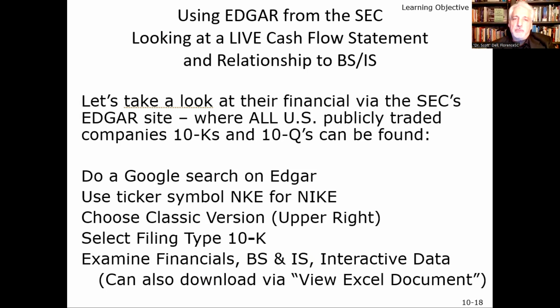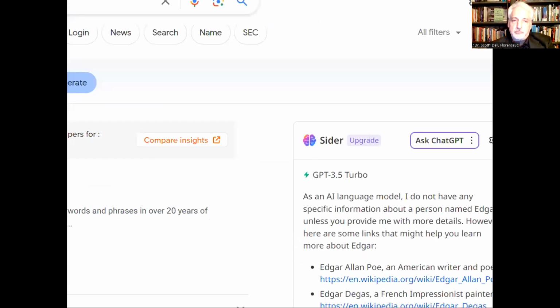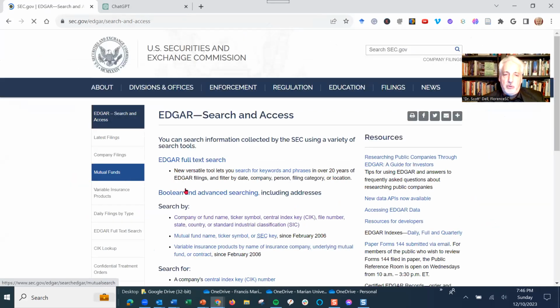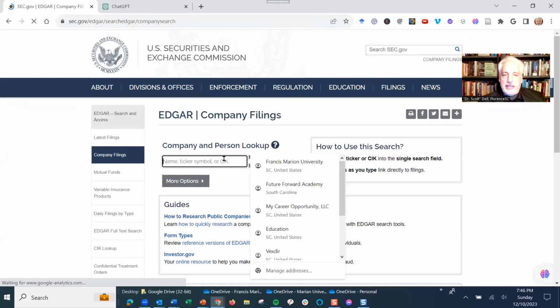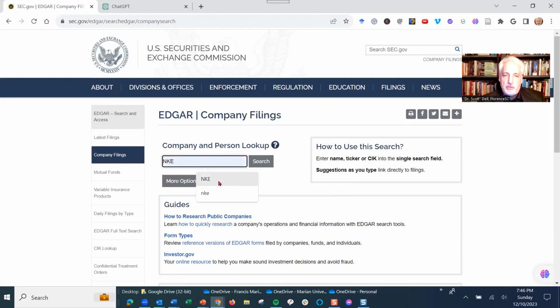All right, so I'm going to go over to the Google search. And under my Google search, I can type in Edgar. And there we go. Edgar Search and Access. It's www.sec.gov/Edgar. And then I'm going to go under company or fund name. I'm going to click on NKE, and hopefully Nike will pop up. Nike Inc., NKE. And there it is. Yep, Nike Inc.